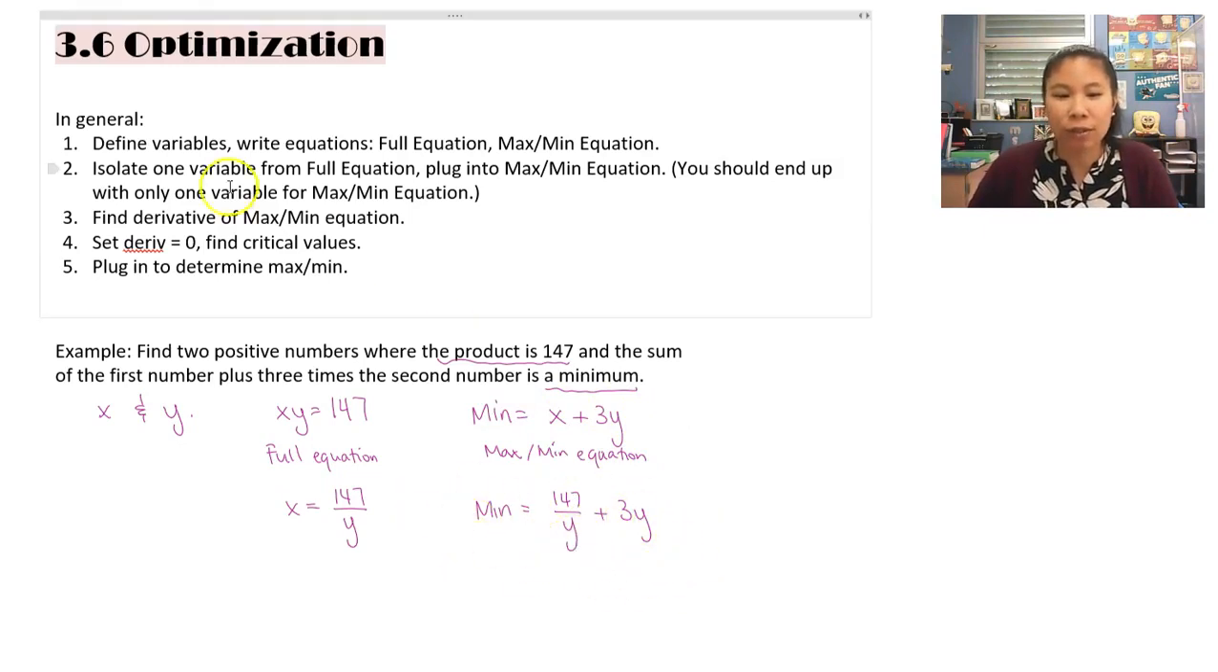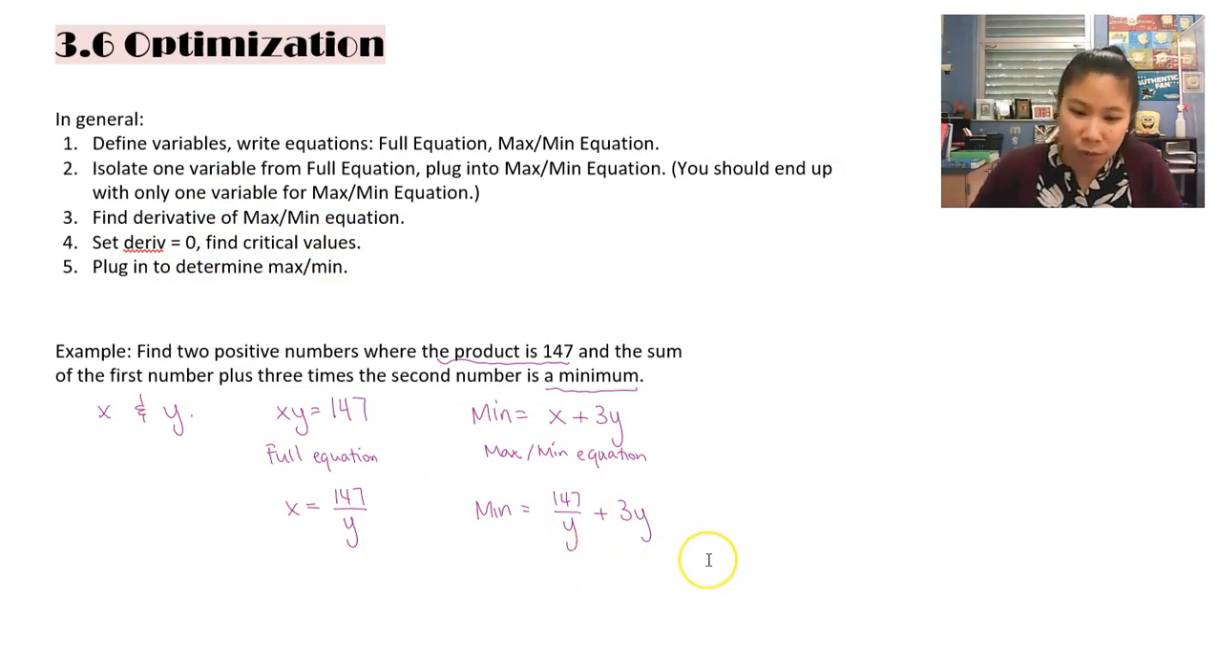So find the derivative of the max-min equation is my step number 3, and then I'm going to set the derivative equal to 0 so I can calculate my critical values. So the derivative is going to be 147 over y. I can rewrite that as 147y to the negative first power. So then I can use the power rule to find that derivative.